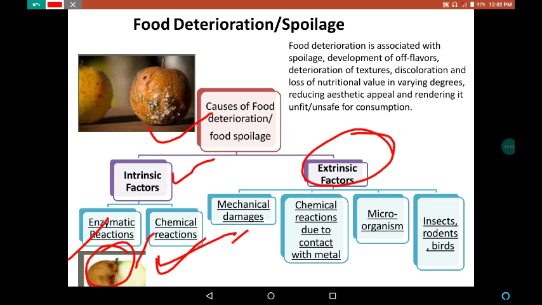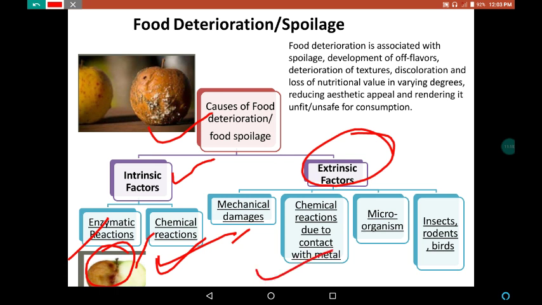Now the external factors. First is mechanical damage, any physical damage due to improper handling. For example, if food is handled improperly while plucking, transporting, drying, preserving, etc., then it may cause some spoilage in food. It can break the tissue and it is spoiled.